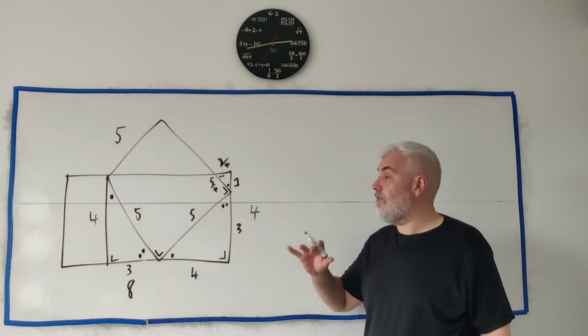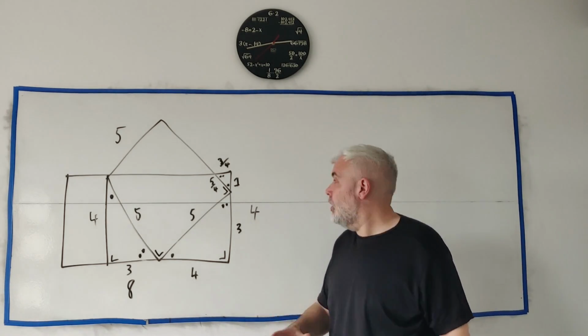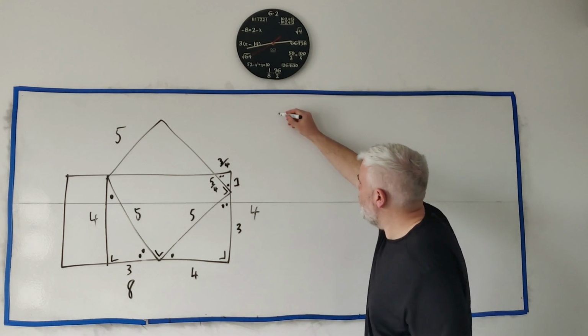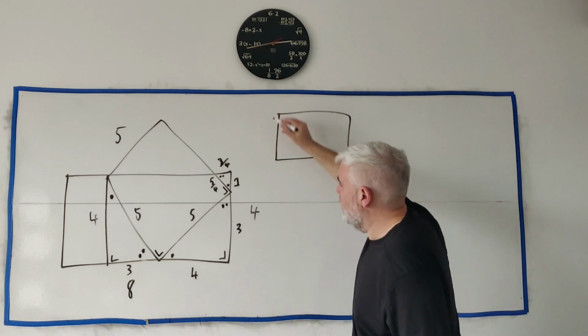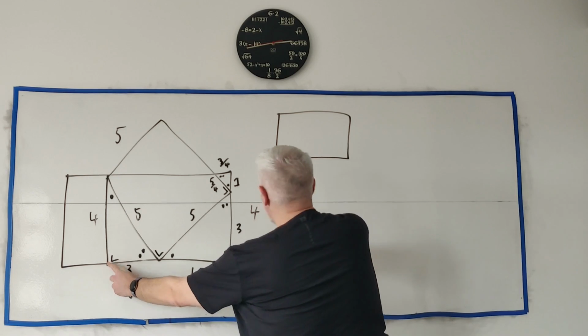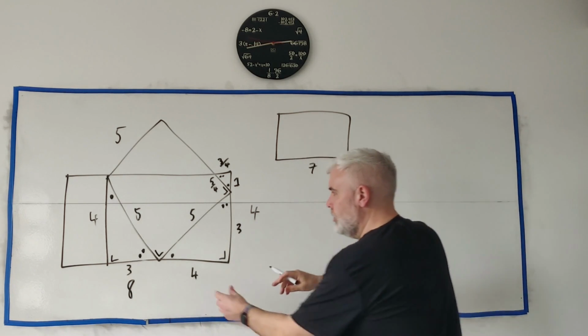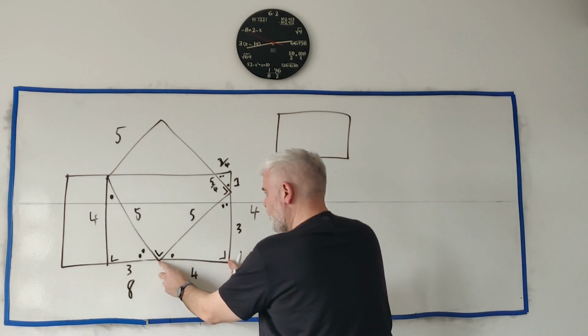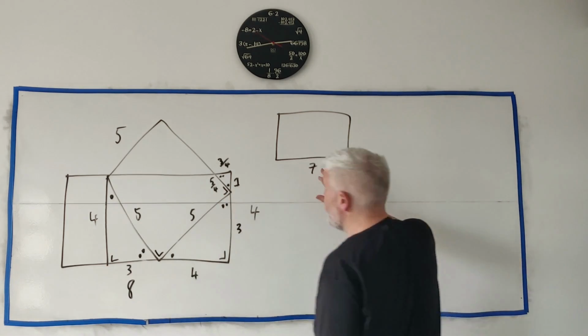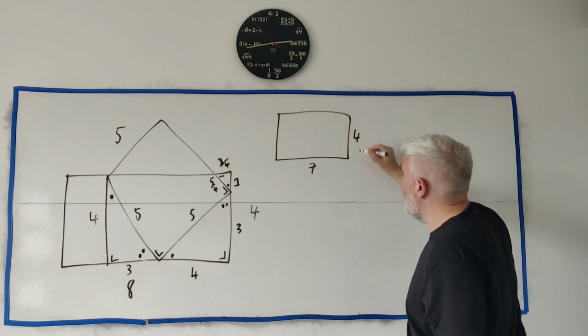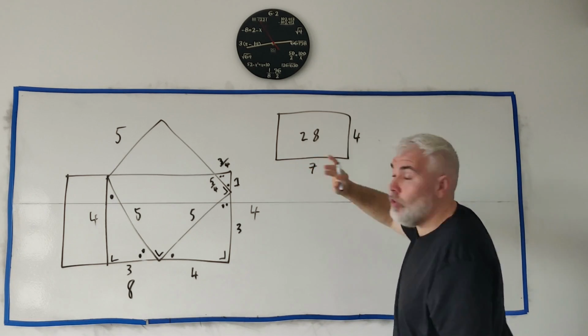Okay, none of that actually finds us the red area. So let me do that now. I'm going to find the red area by getting a rectangle, this rectangle from here to here. That's length 7, because this is 4 and this is 3. So this must be length 7. Its height must be 4. Its area then is 28.